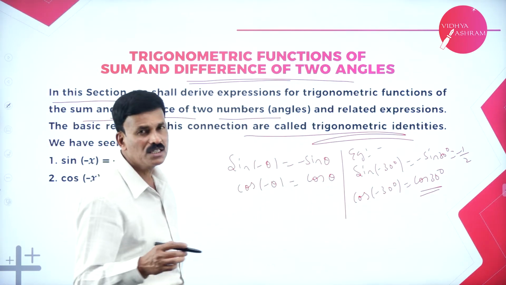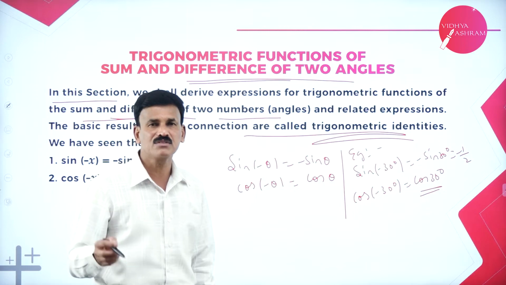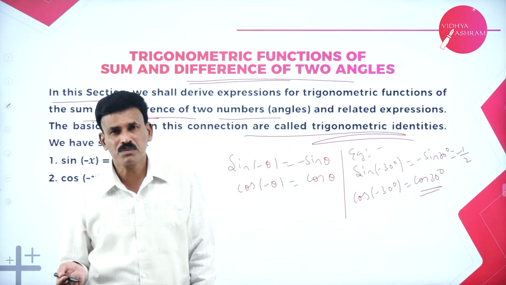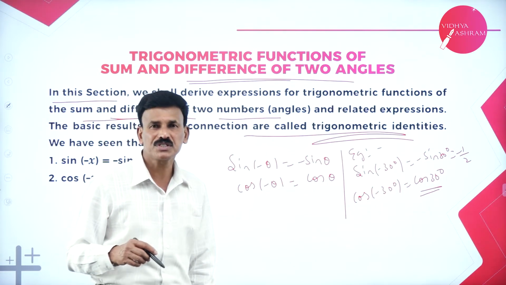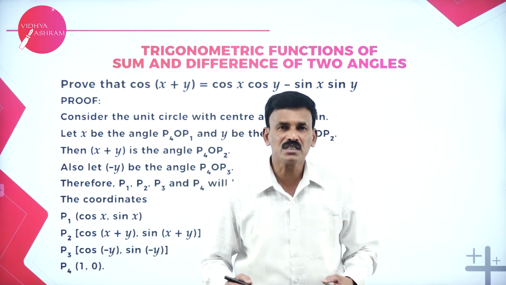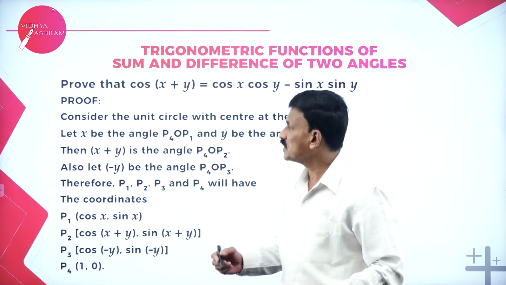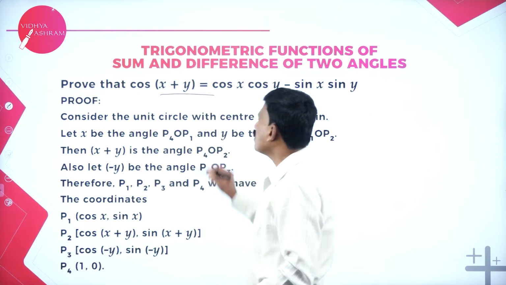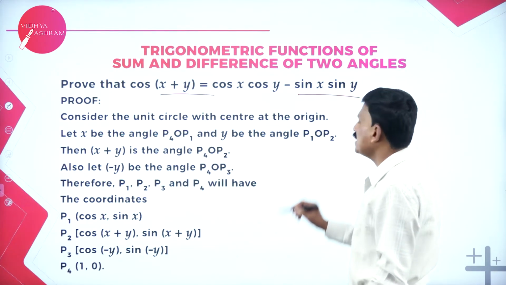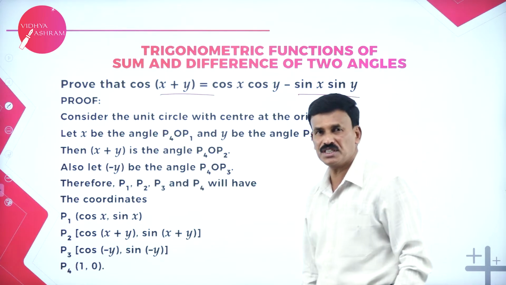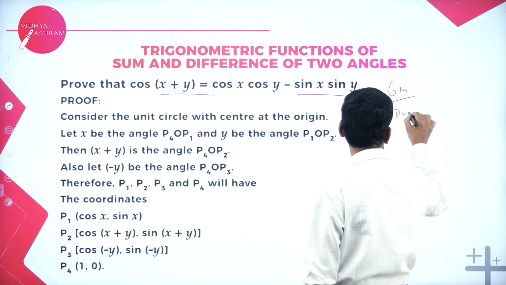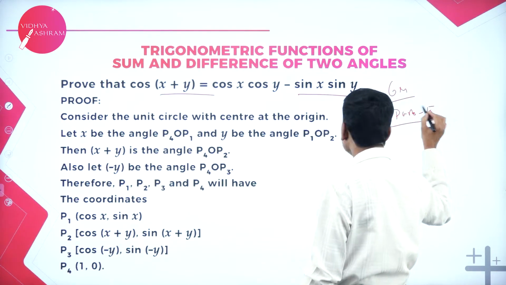Let me consider two angles x and y. If x and y are the two angles, then x plus y and x minus y are the sum and the difference of the two angles. Now let me discuss the very important derivation, that is to prove that cos of x plus y is equal to cos x cos y minus sin x sin y. This is a very important derivation. You may expect this for 6 marks in part E. This is a part E question for 6 marks.